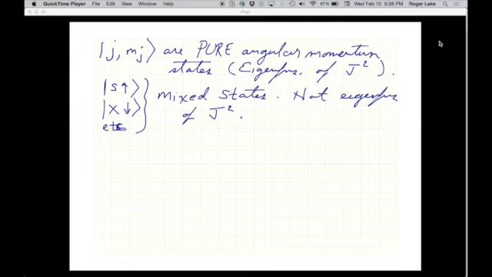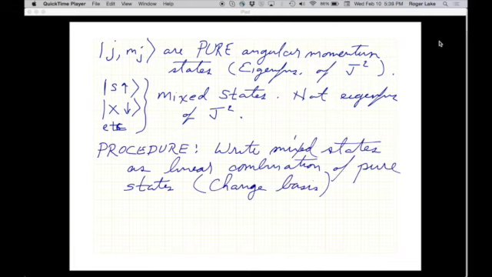Okay, so what we need to do is write these mixed states as a linear combination of the pure states, which is simply a change of basis. So we need to do a change of basis. I guess I have a few more words about the individual states before we do the change of basis.